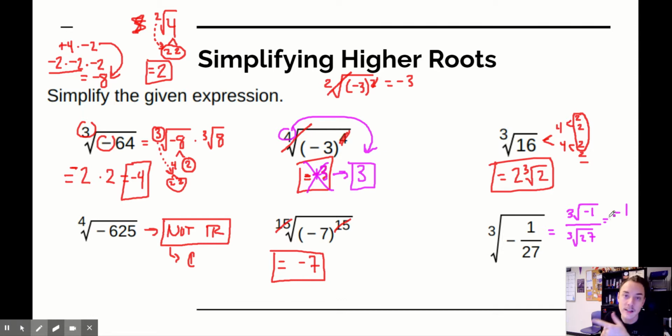I can take -1 times -1 times -1. I still get a negative back. That's okay. But down here it's not negative, so I don't have to worry about it. And then you can use your higher roots answers, cheat sheet in the last slide, and that is the cube root of 27 is of course 3.